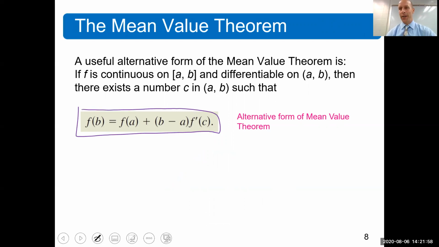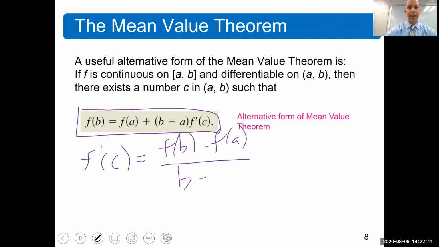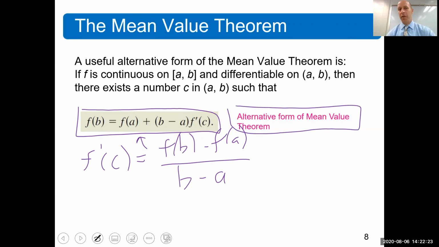Here's another form for the mean value theorem. It's a very easy translation. If you have f prime of c is equal to f of b minus f of a over b minus a, you can probably figure out how to get from that to that. It's a very easy algebra problem, but this is just an alternative form that you might see. You don't have to have that memorized. It might be related to something that we'll talk more about later this semester, though.